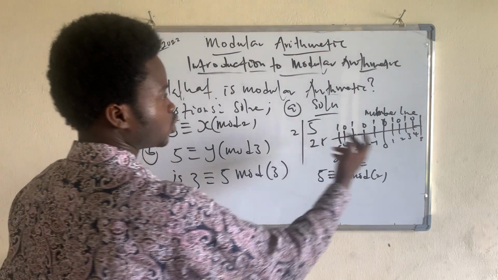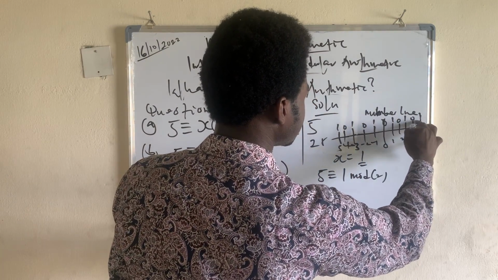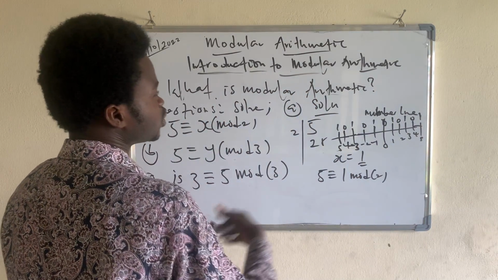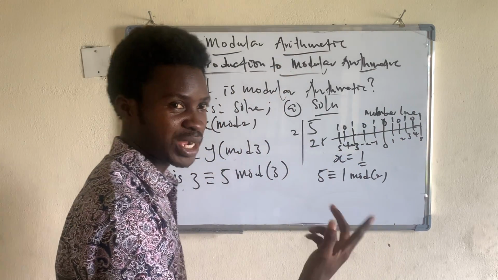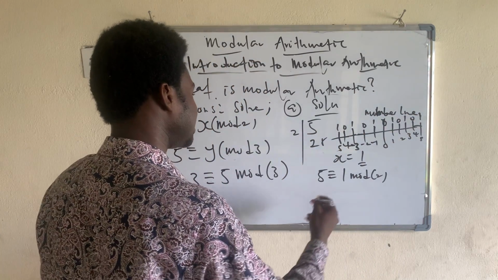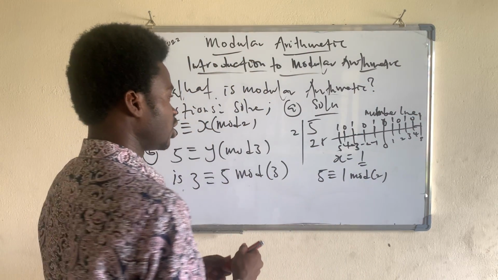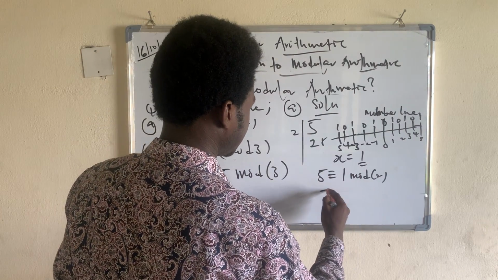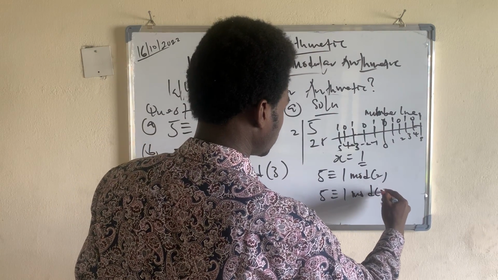5 is mapped to what? 5 is mapped to 1. Good. So we check which other value is mapped to 1. 3 is mapped to 1. 1 is mapped to 1. So it means that number lines will be able to easily give us different results. Also means that 5 is mapped to 1 in mode 2. 5 is congruent to 1 in mode 2.